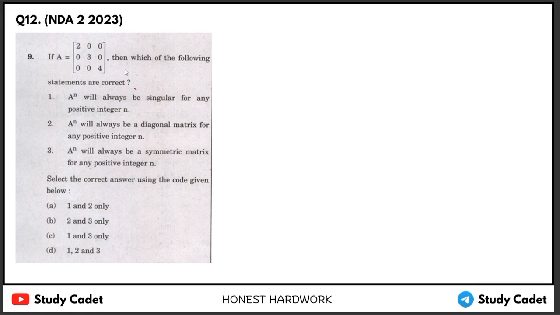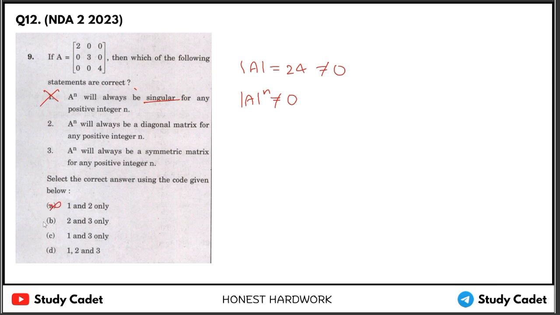If A equals this, then which one of the following is correct? A to the power n will be singular for any positive integer n. This is a diagonal matrix and a symmetric matrix also. Singular? See, its determinant is non-zero. What is it? 2 times 3 times 4, so 24, which is not equal to 0, so any power of this will not be equal to 0. It will not be singular in any case, so it will be wrong. 1 is wrong, 2 and 3 are correct.